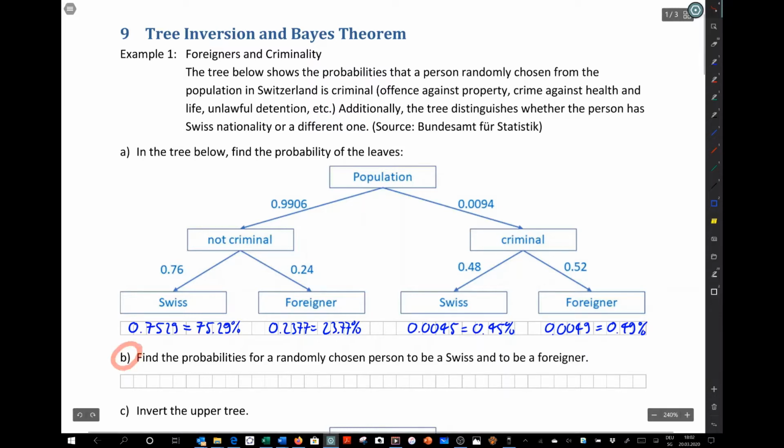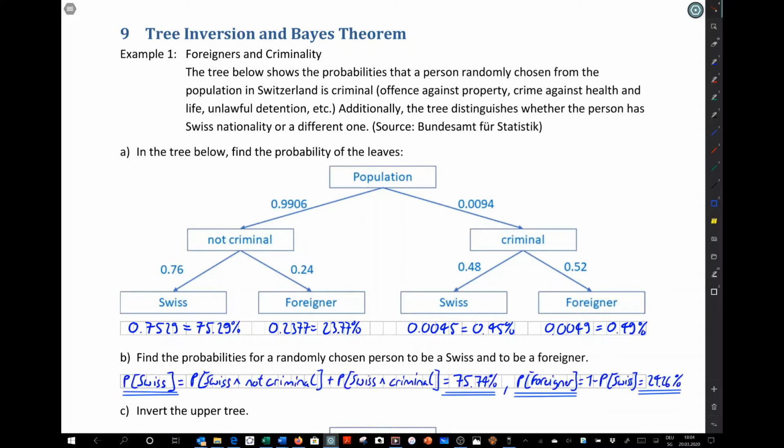Now your task is to find the probability that a randomly chosen person is a Swiss, and then the probability that a randomly chosen person is a foreigner. Stop the film, and here comes the result. The probability that a person is a Swiss is this probability plus this probability, so it's 75.74%. And the probability for a foreigner, we can add these two, or just say it's 1 minus the probability of a Swiss, so 24.26%.